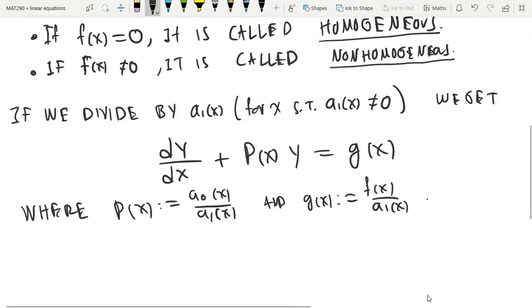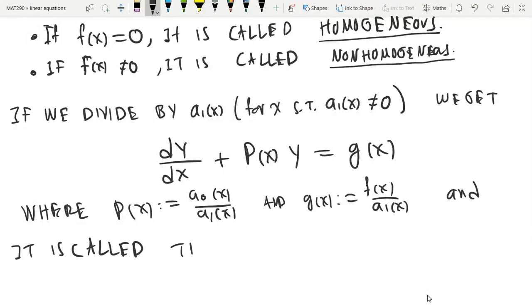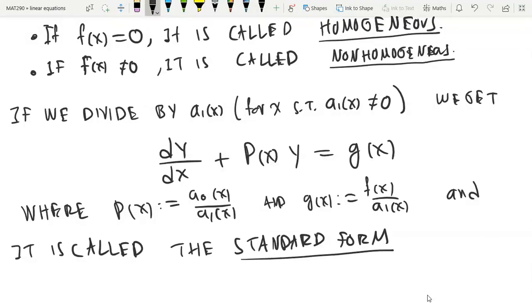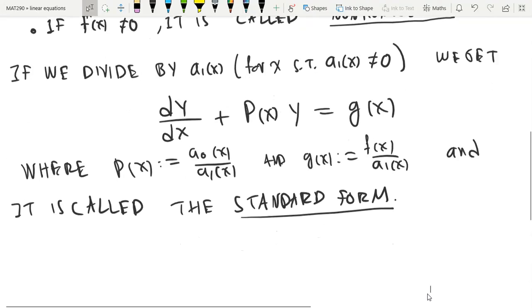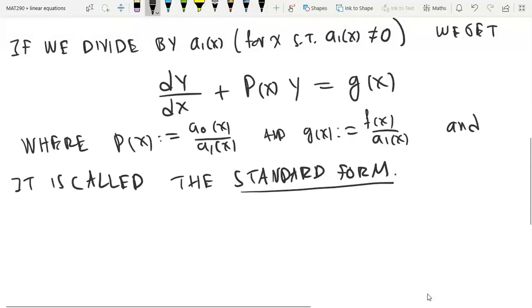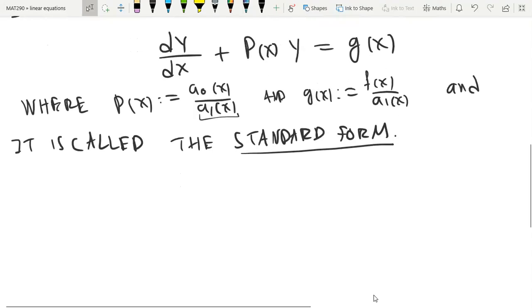And this is called the standard form. So when we ask you to find the standard form, we just mean divide by the leading coefficient a1(x). That's just because it will give us a quick method of solution.